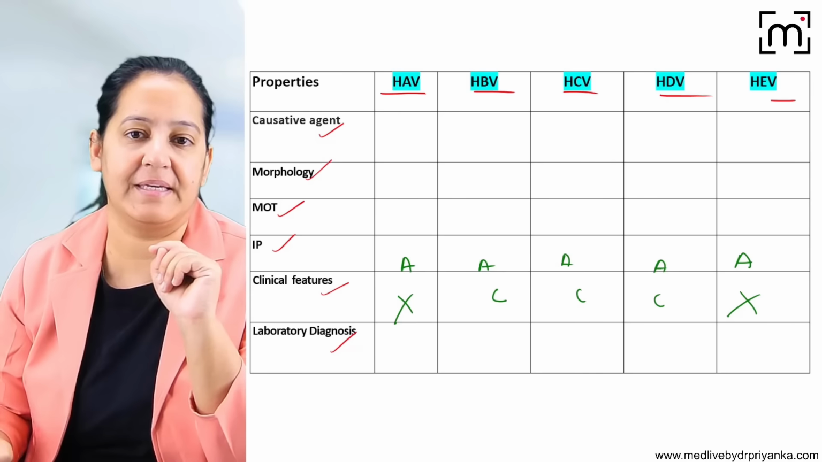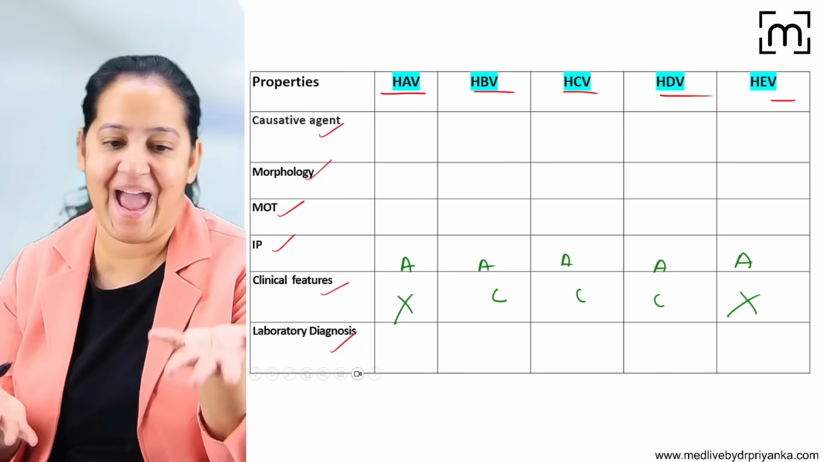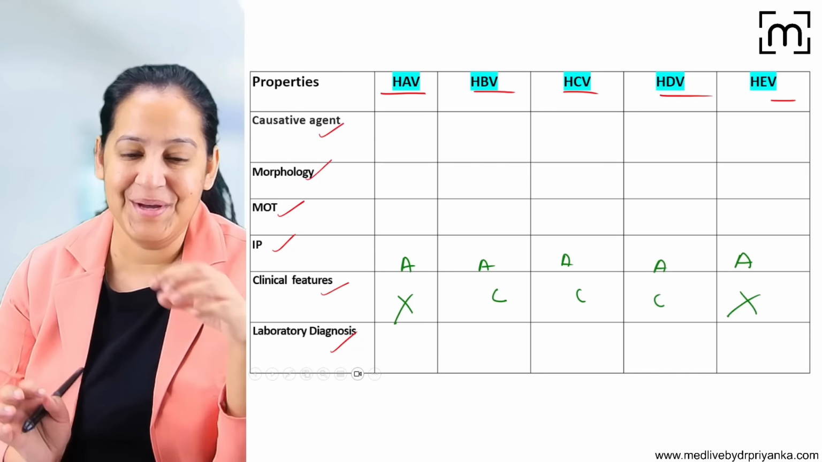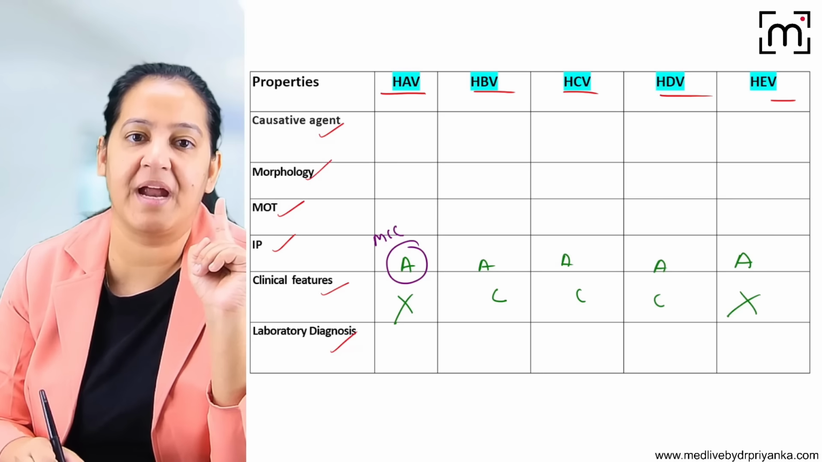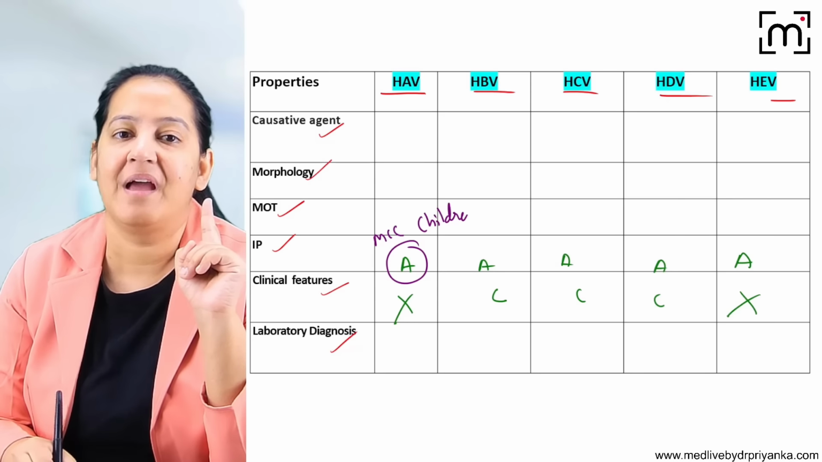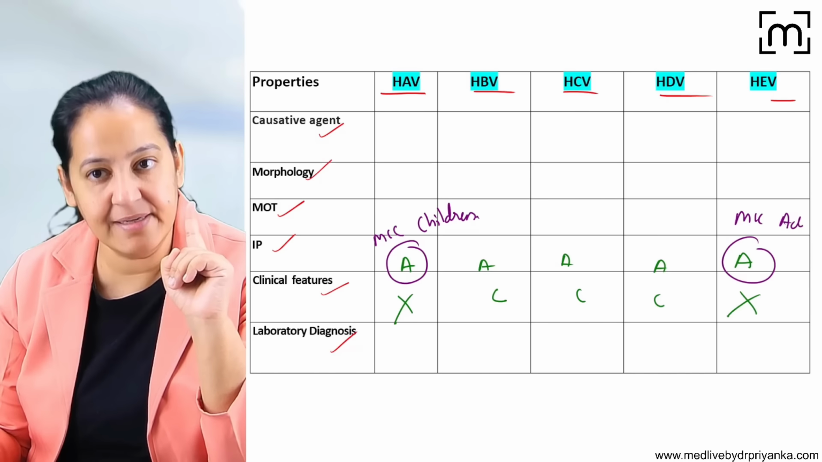Chronic is caused by B, C, D. So this is what we have learned till now. Since A and E cause only acute, they are the most common cause of acute. So the most common cause of acute hepatitis in children is A, and the most common cause of acute hepatitis in adults is E.